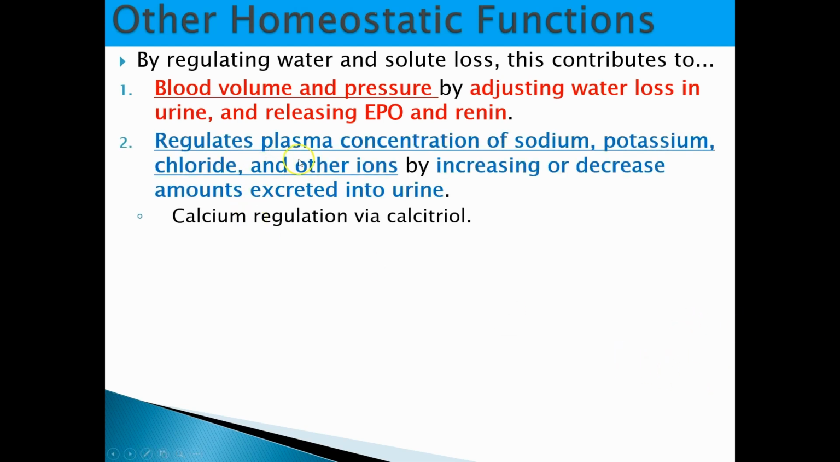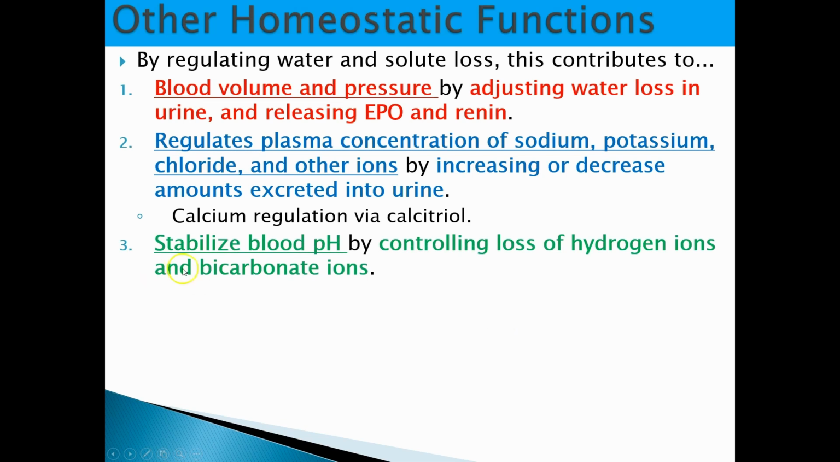All right, there's also the regulation of plasma concentrations, whether it's sodium, potassium, or chloride. There's also other items. We've seen calcium regulation via calcitriol. We've seen aldosterone regulate sodium and potassium levels, right? So that's what we're talking about here, that any of the hormones that targeted the kidneys, we're really dealing with that sort of regulation. There's also going to be the stabilization of blood pH.